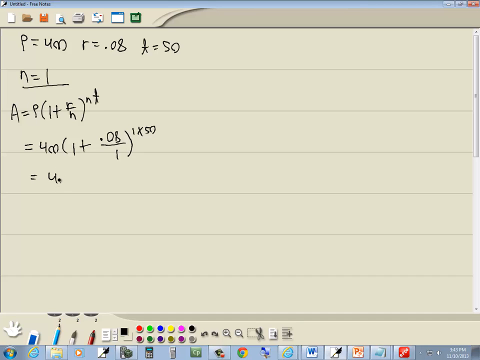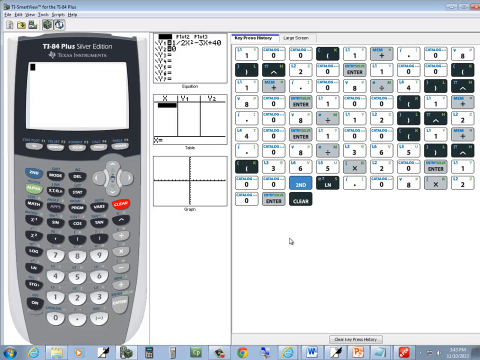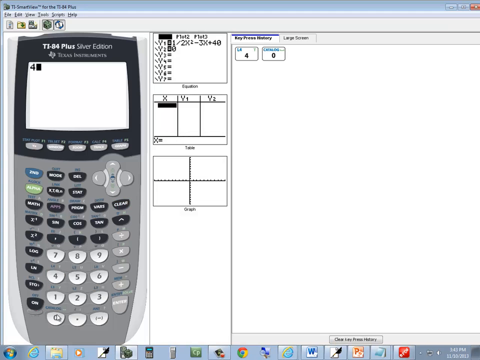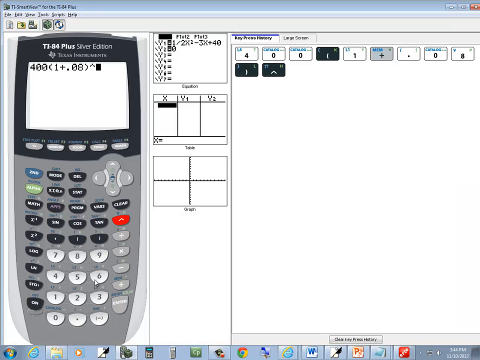I'll do a little bit of simplifying. It's 400 times (1 plus 0.08 divided by 1, which is 0.08) to the power of 1 times 50, which gives us 50. So let's plug this in our calculator now. I got 400, beginning parentheses, 1 plus R, which is 0.08, close parentheses, caret 50. Enter.